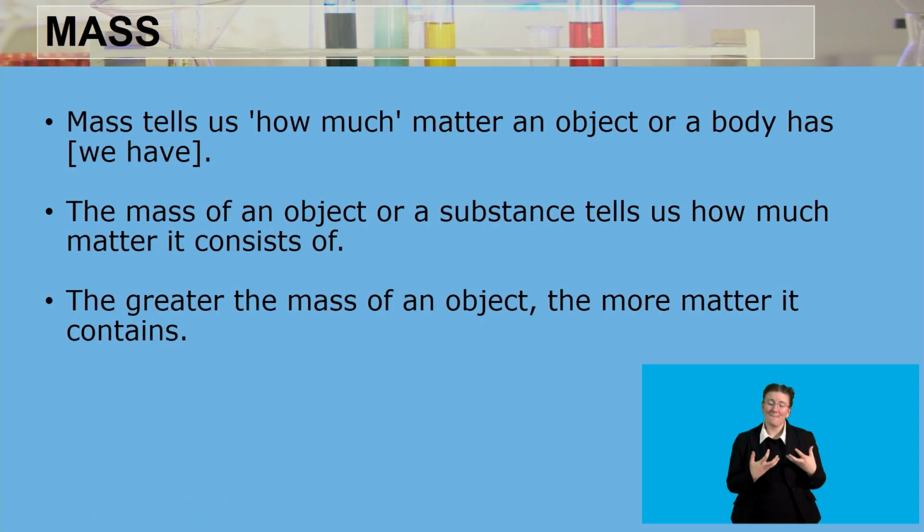Mass tells us how much matter an object or a body has. The mass of an object or a substance tells us how much matter it consists of. Also, the greater the mass of an object, the more matter it contains. So if a substance has a greater mass, it means it contains a lot of matter.